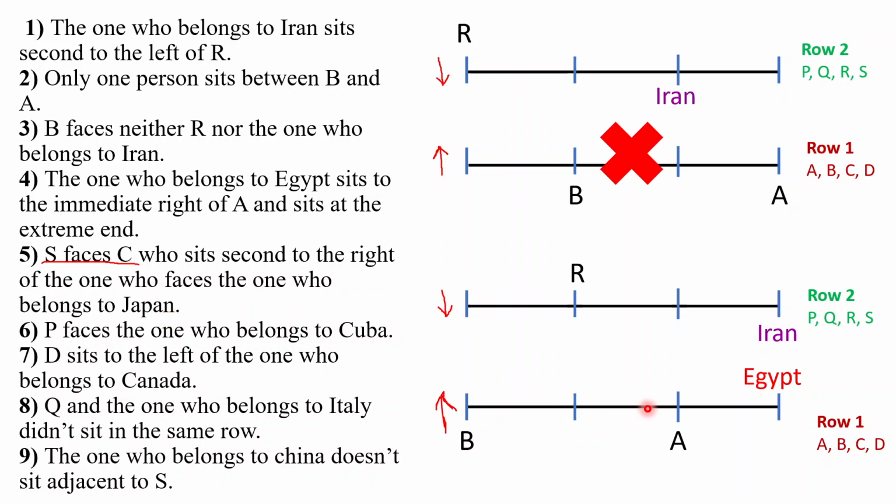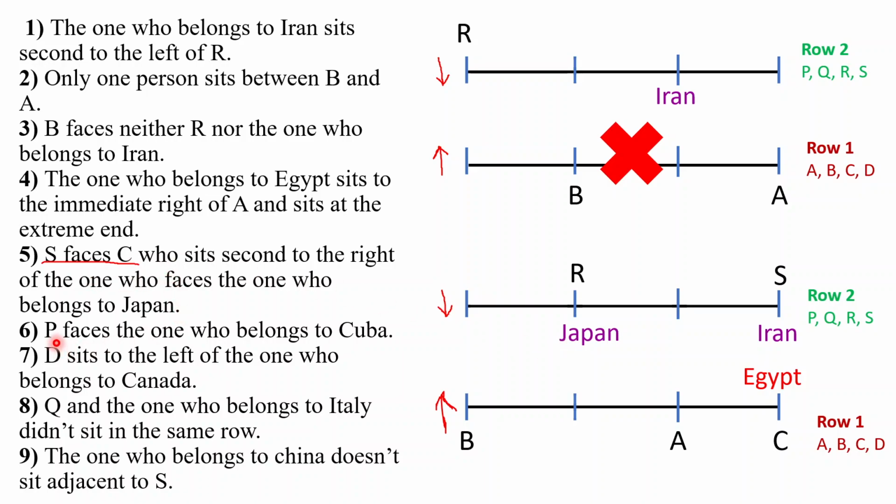Here you can see, let's suppose this is the person who faces the one who belongs to Japan. The second to the right of this person will be this place, and at this place we can place C. I hope this is clear to everyone, that let's suppose this person is facing Japan. So second to the right of this person is this place, and C will occupy this place, and now S is facing C, so S will occupy this place in row number 2. So S basically belongs to Iran, and here R belongs to Japan according to clue number 5.